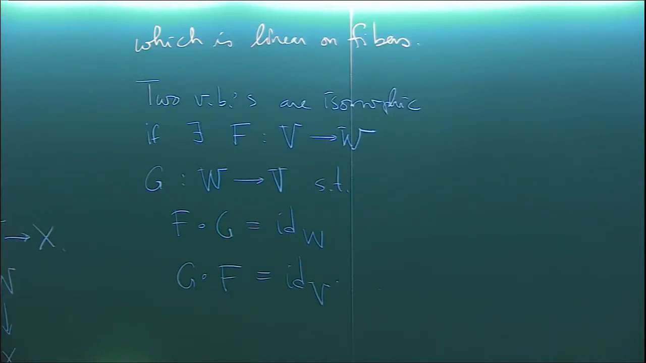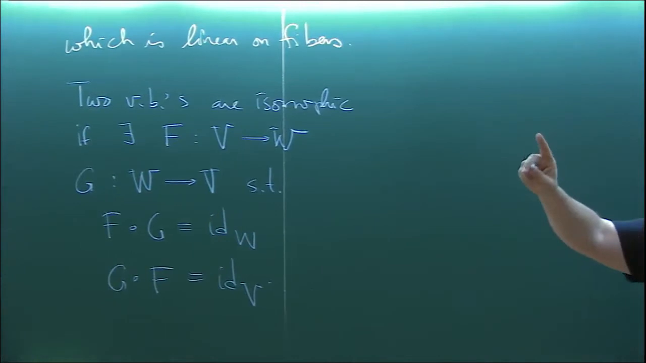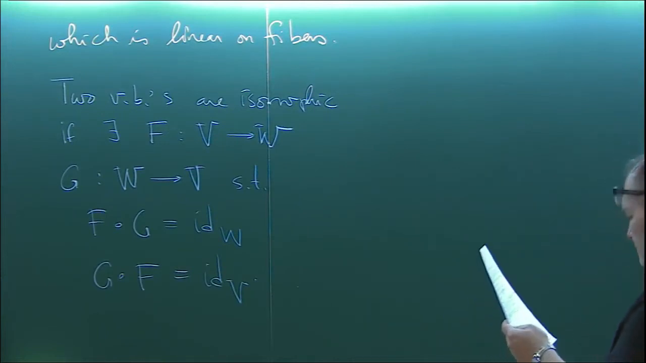Okay, so some examples of vector bundles. Is it okay? I know that the line is supposed to be there, but is everybody on the other side okay if I write this far down, especially down below? Okay.